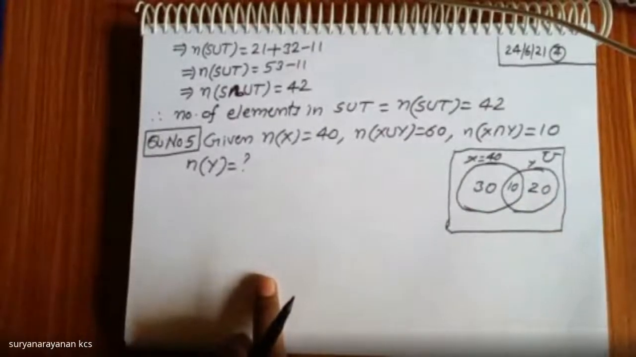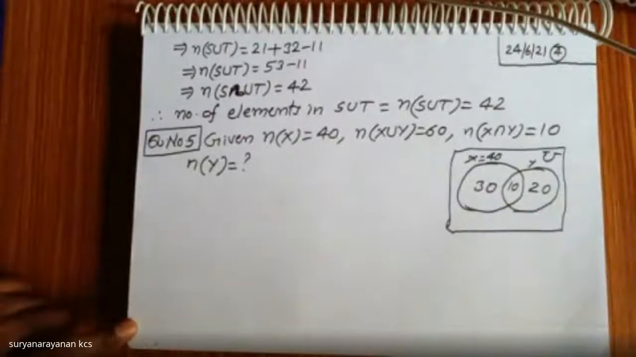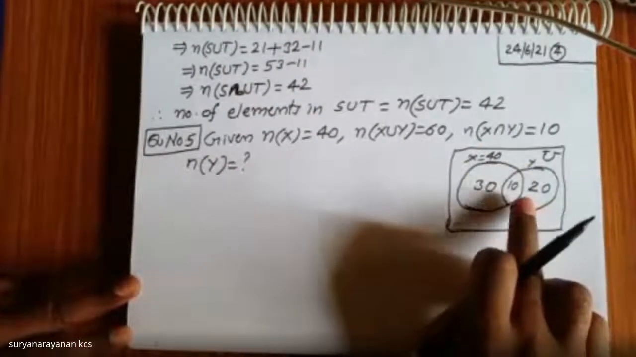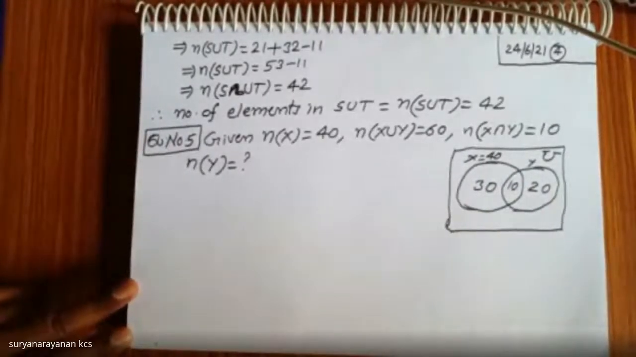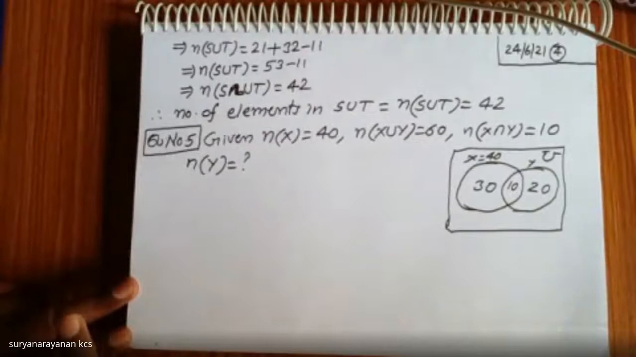Now can you tell me what is n of y? By observing this circle y, can you tell me n of y? Very good, my dear Ria. Yes, n of y: 10 plus 20, 30. Understood, my dear children? By observing this Venn diagram also, we can write the answer. Otherwise, we can use the n of x union y formula to find n of y.